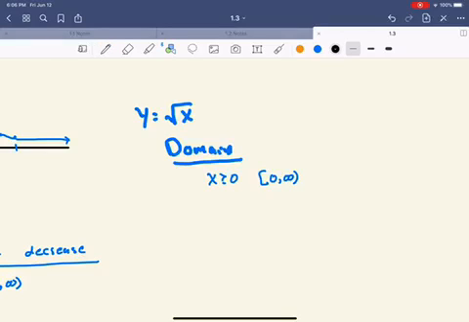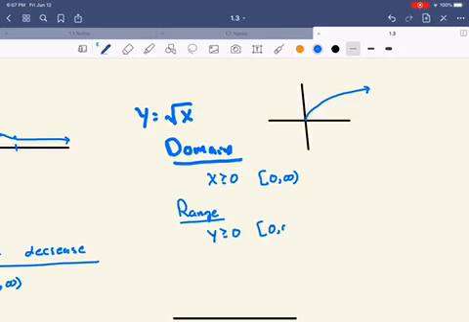Again, let's graph this thing. If I graph it, it looks like so. So the range is also, well, it's y greater than or equal to 0, or 0 to infinity. And this one is increasing on, actually, we don't include the endpoints when we talk about increasing or decreasing. So it's increasing on 0 to infinity.